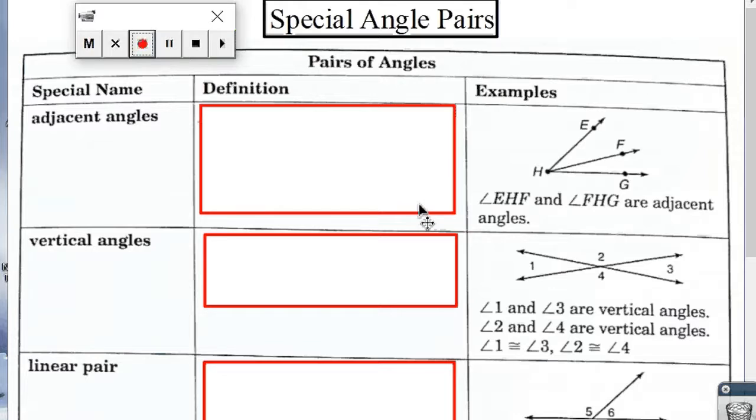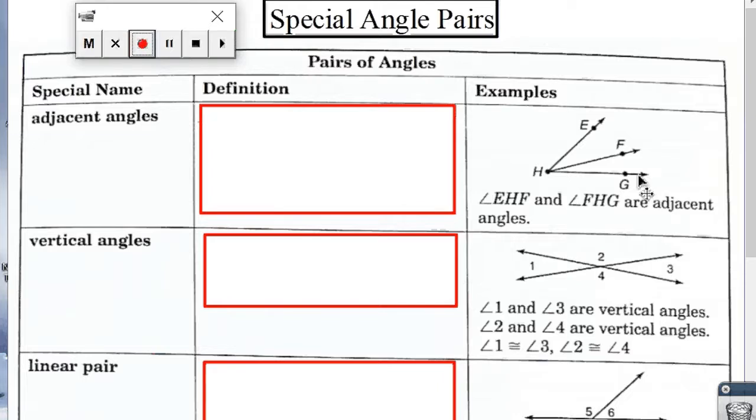So first off, we've got adjacent angles. Now, in our diagram over here on the right, we have an example of adjacent angles. Angle EHF and FHG are adjacent angles. If we think about what it means for anything to be adjacent, adjacent means right next to. For angles, that's no different. They are right next to each other.